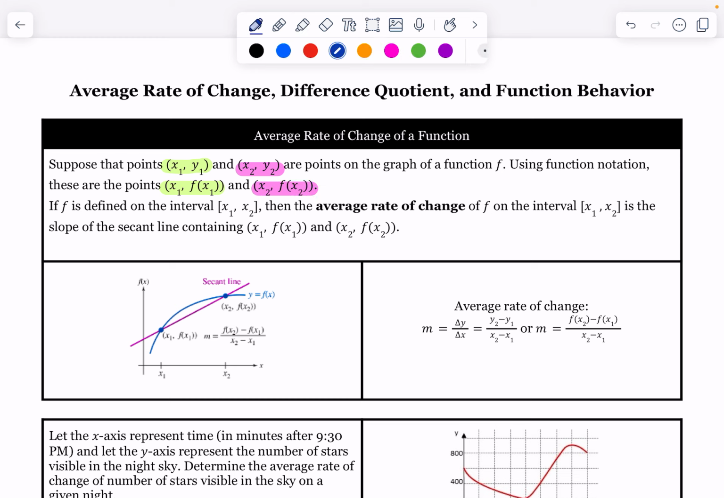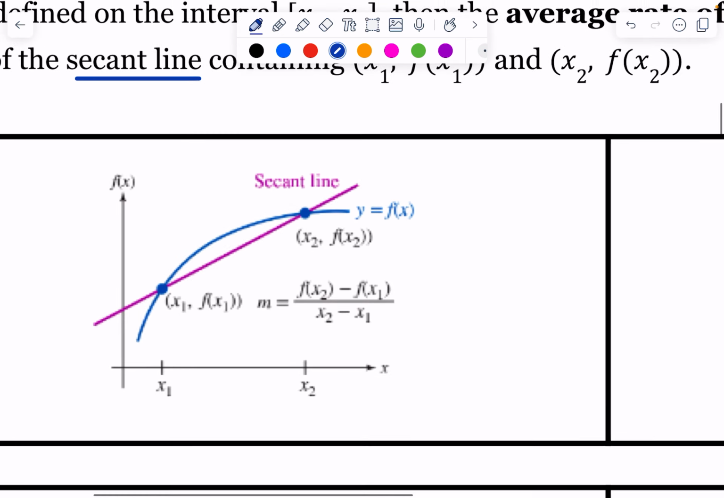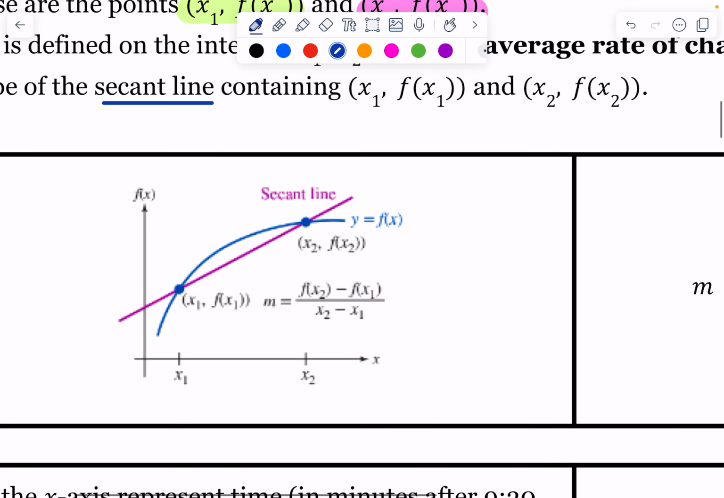If f is defined on the interval x1 to x2, then the average rate of change of f on the interval x1 to x2 is the slope of the secant line containing x1, f of x1, and x2, f of x2. It may have been a minute since you talked about what a secant line is, but if you look at this picture here, I'll zoom in, it's a little blurry, but this pink line is the secant line. It takes 2 points on the curve and connects them with a straight line.